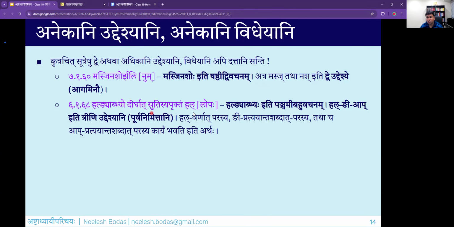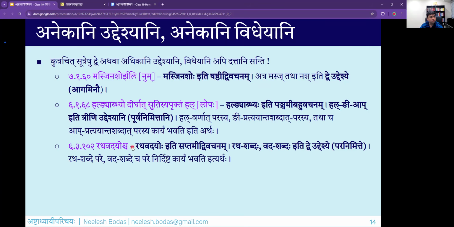Halgyabhyo dirghat sutisya, proktam hal. Halgyabhyah is panchami bahuvachana. So multiple purva nimittas are being indicated over here. Rathavadayoscha, we saw this particular sutram. Rathavadayoho saptami dvivachanam. So multiple paranimittas are indicated.